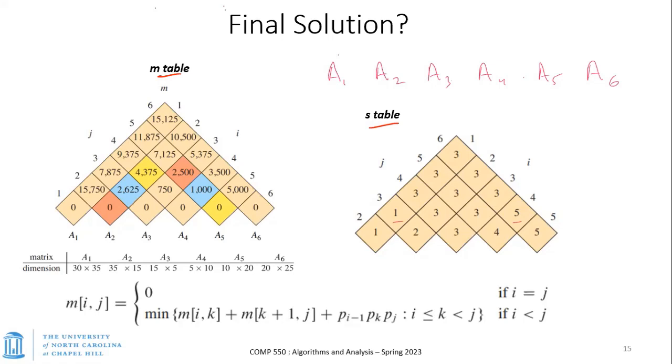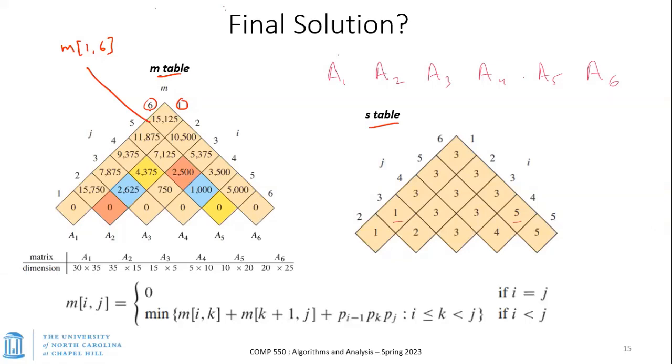So can somebody point out where the solutions are? It's kind of obvious in one case. Yes? That would be M1,6, because that simply says that this is the minimum cost to multiply all the matrices from 1 through 6. So that's kind of obvious, right? Now, what about the S table? It tells us how to do the actual multiplications, which order you should do the multiplications in.